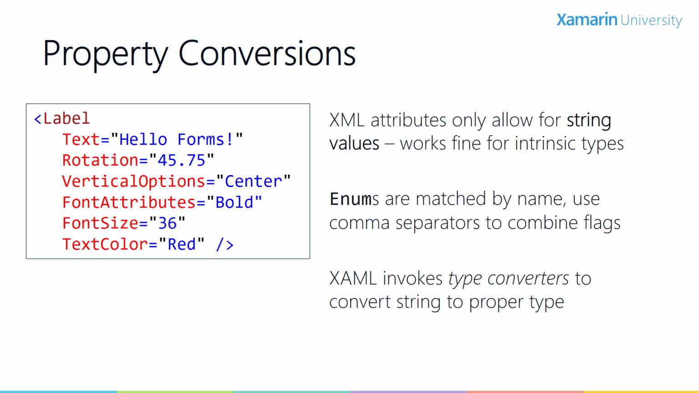It turns out that behind the scenes, we're using this thing called a type converter. A type converter is responsible for taking a string and figuring out how to create an object from that string. The system does provide many of the common type converters for you, but if you needed, you could create your own type converter for your own custom object as well.